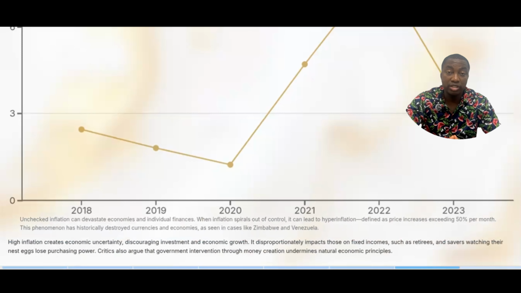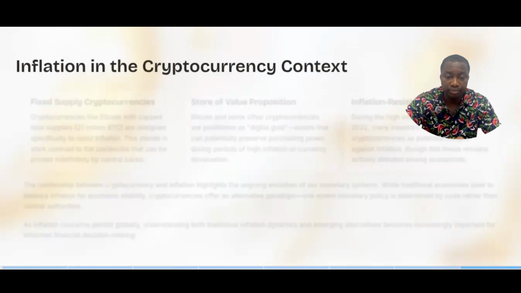High inflation creates economic uncertainty. It discourages economic investment and growth. It disproportionately impacts those on fixed income, such as retirees, and people who have been saving their money, watching their nest eggs lose purchasing power. Critics also argue that government intervention through money creation undermines natural economic principles, because government can print as much money as it wishes. And that is a problem.